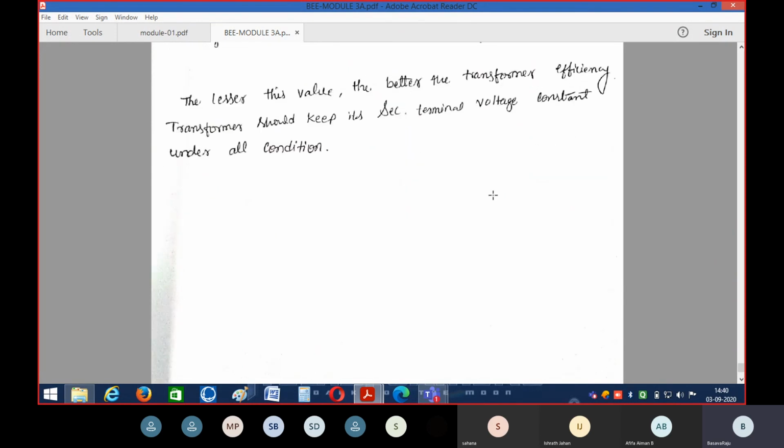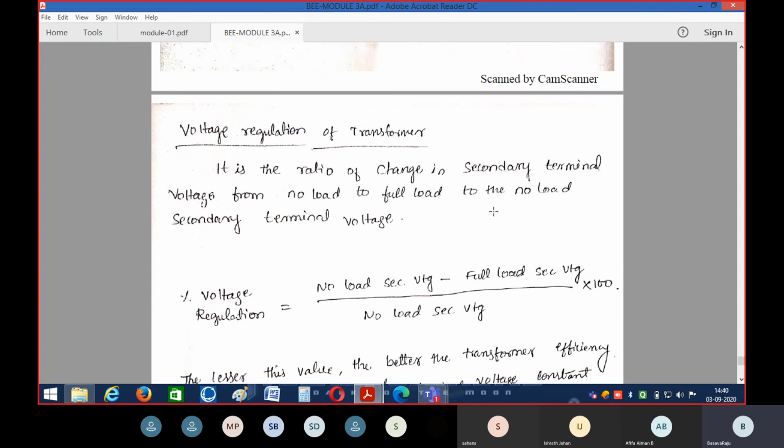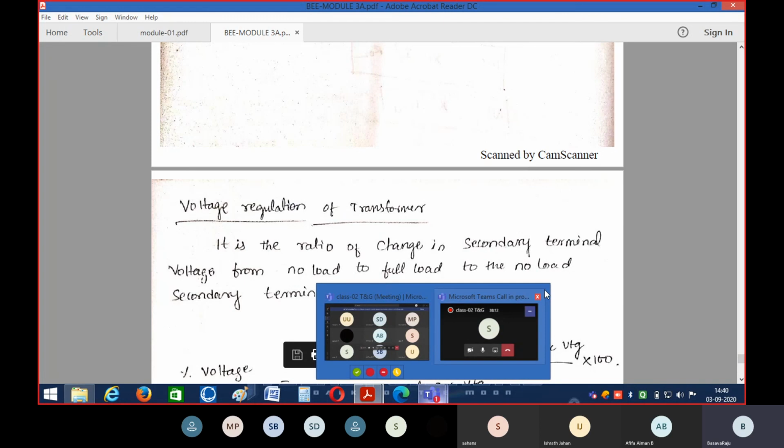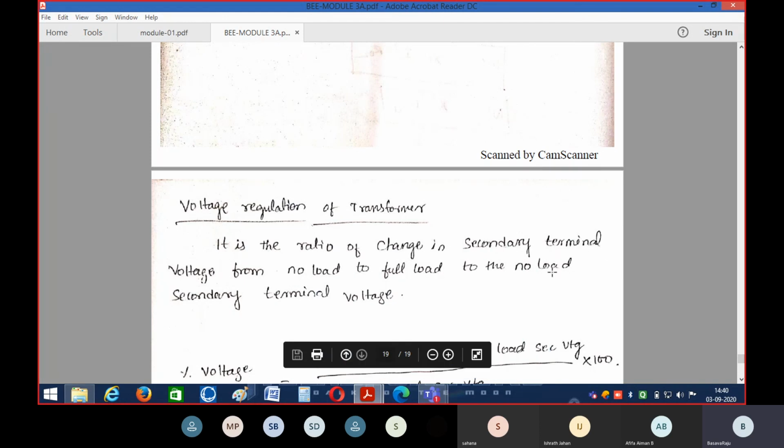Okay, so this is about the prerequisite concepts about the transformer. If you have any doubt in this, you can ask me. In the next class, I will start module 1. Participants, you can unmute from your side, and if you have any doubt, you can ask me.